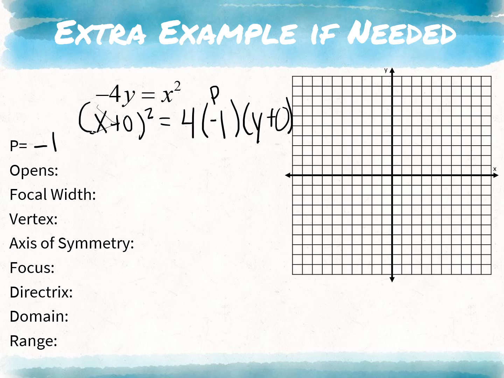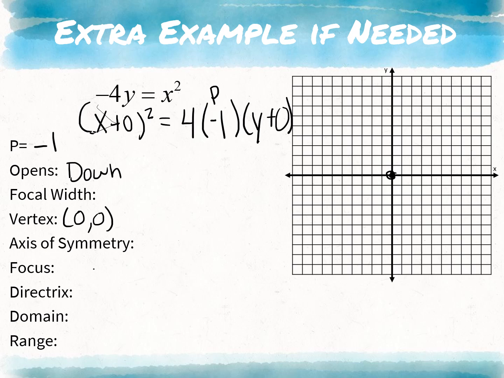Now, it's x squared. X squared is like a regular old parabola, right? That's what we're used to. So that would be an up or a down. Because the p-value is negative, it opens down. I'm going to jump down to my vertex of (0, 0). My focus, if my p-value is 1, my focus is 1 unit in each direction.